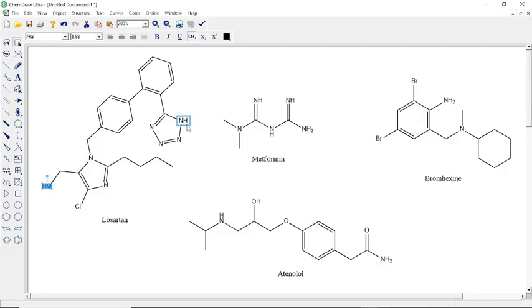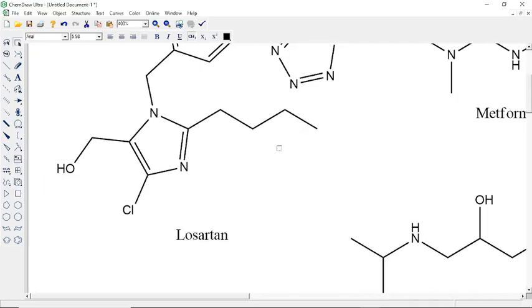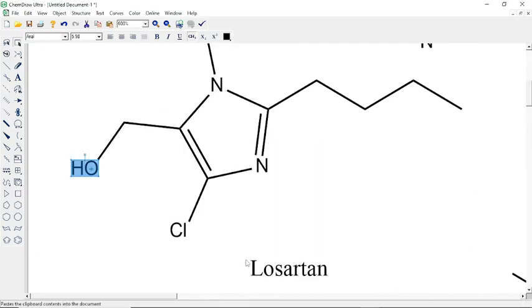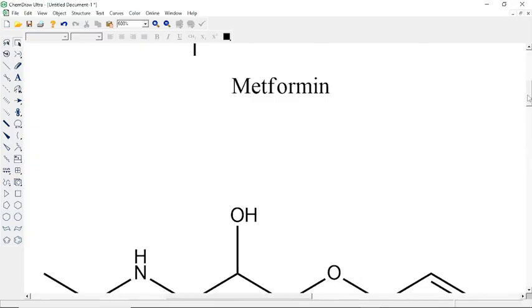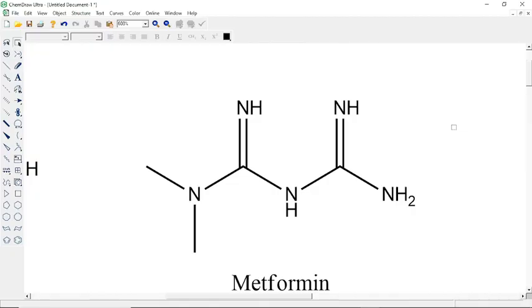Then let's look at metformin. Let me bold metformin. Metformin is a diabetic drug. Look at metformin. What do you have to say about metformin? That is poly. Yes, poly. We have 1, 2, 3, 4. So this metformin is polydentate.